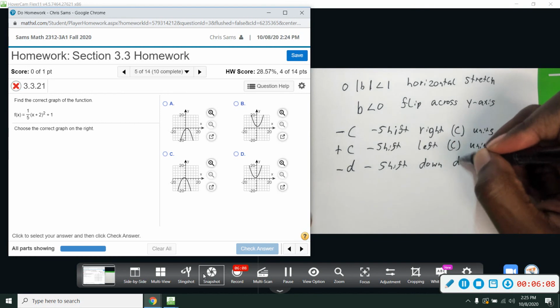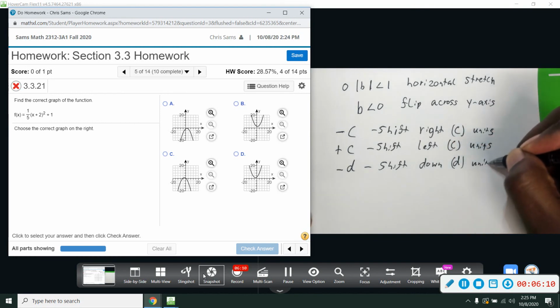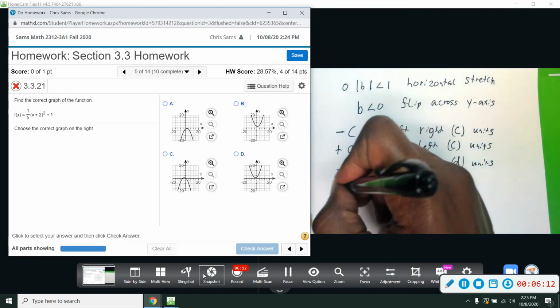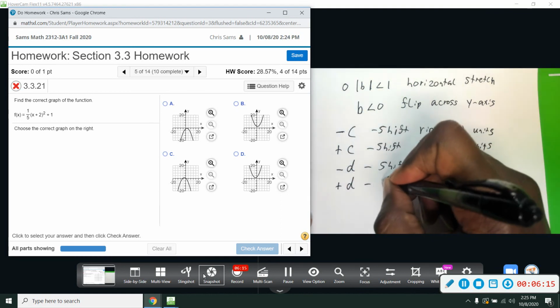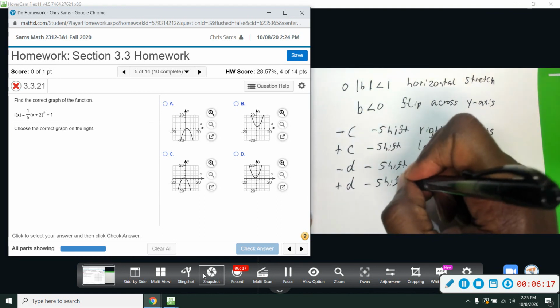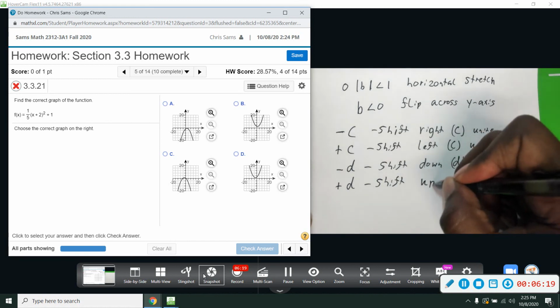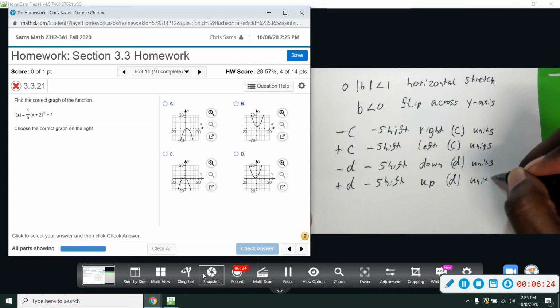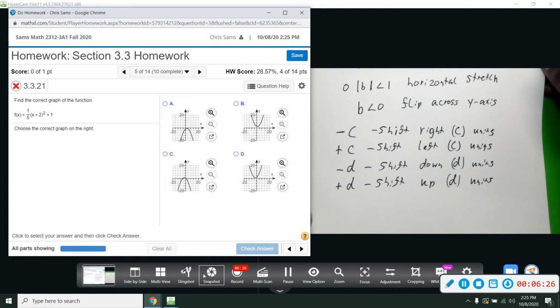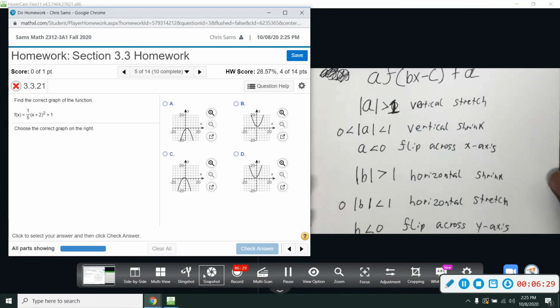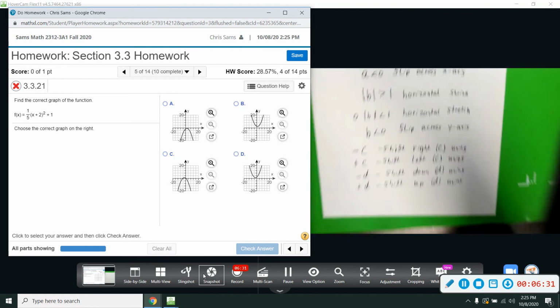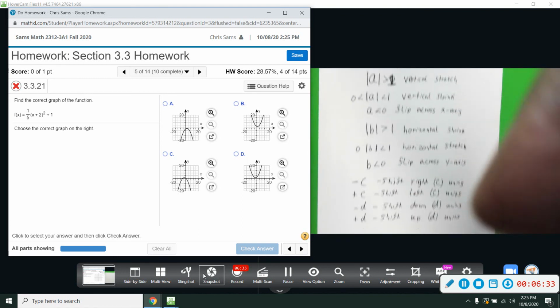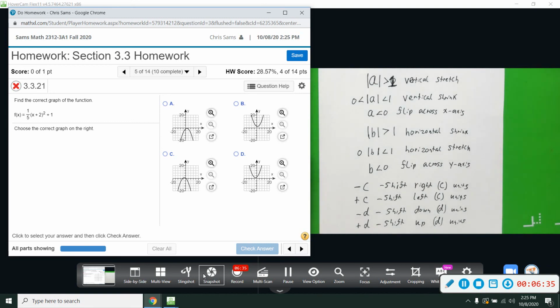D units, and positive D shifts up D units. Okay, so overall, this is all of the shifts and changes that will be done. I'll probably get them all on there, but it's going to be kind of small and hard to see. So I'm going to leave this on here for the next few problems. And after this, it should be pretty easy to do.